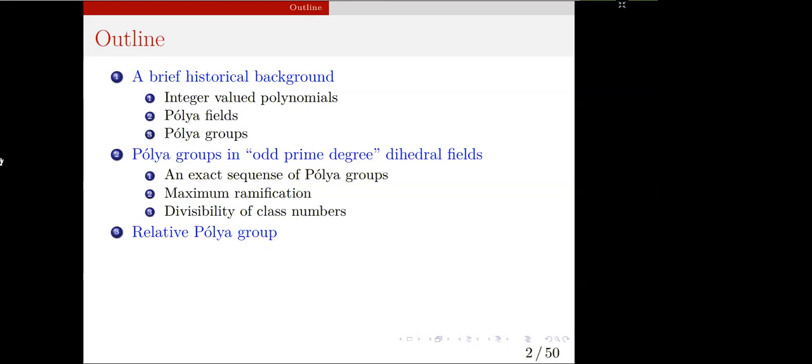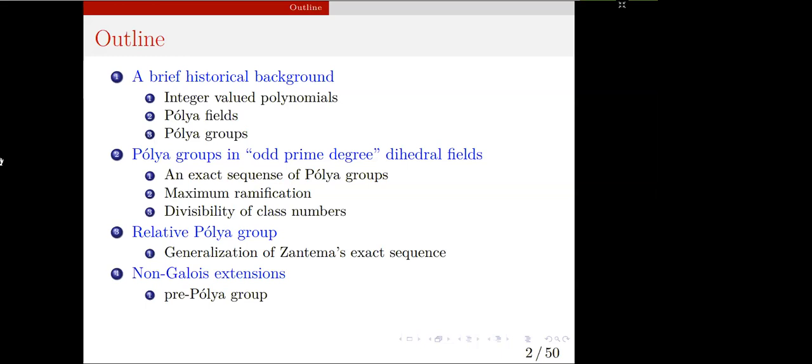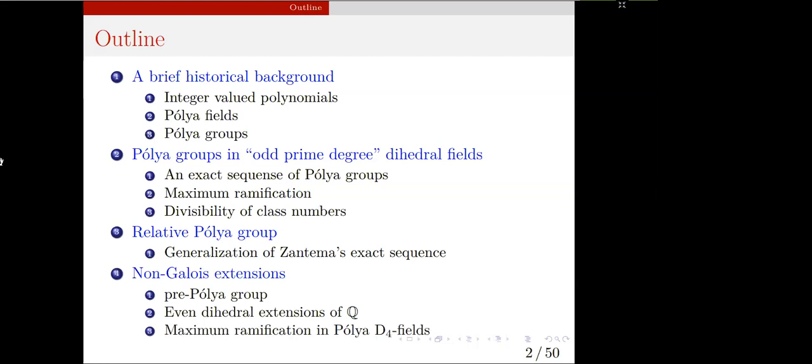In section 3, I will define the notion of relative Pólya group, which is a generalization of Pólya group, and in particular, I will talk about a generalization of the Zantema exact sequence, where the Zantema exact sequence is a main tool for studying the Pólya group and Pólya fields. And finally, I will consider the more difficult case, namely non-Galois extensions, and after introducing the notion of pre-Pólya group due to Chabert, I will talk about some results about pre-Pólya group of even dihedral extension. And finally, I will give an upper bound on the number of ramified primes in Pólya D4 fields.